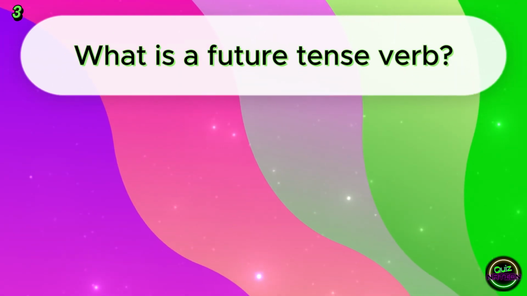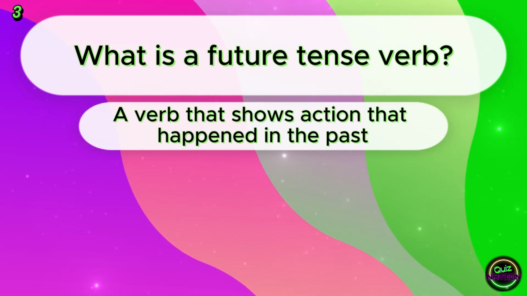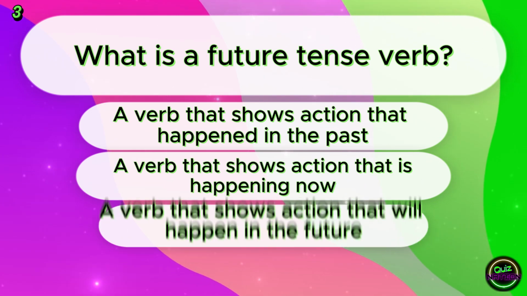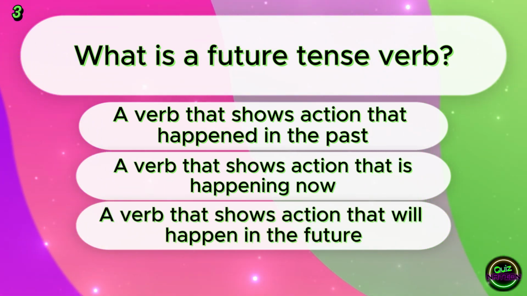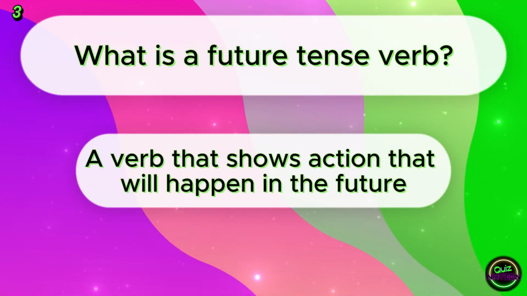What is a future tense verb? A verb that shows action that happened in the past. A verb that shows action that is happening now. A verb that shows action that will happen in the future. The answer: a verb that shows action that will happen in the future.